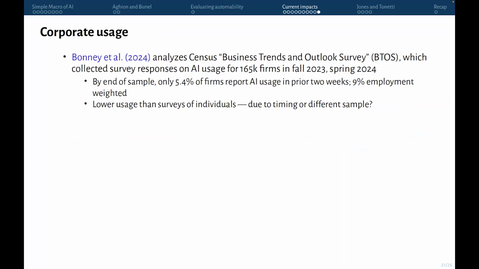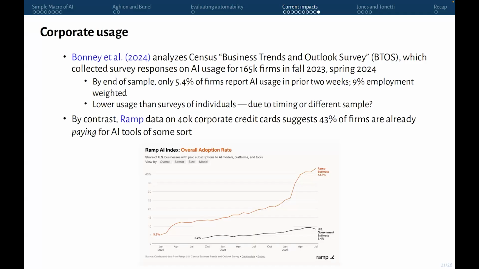On corporate usage, there's the Census Business Trends and Outlook survey, which collected survey responses on AI usage from 165,000 firms in fall 2023 and spring 2024. They get much lower numbers relative to the consumer surveys. You might think that's because the business isn't actually paying for the AI service while a consumer, like the worker at the firm, is just using it on their own time. But it also might be due to the fact that the survey was a bit earlier in time.